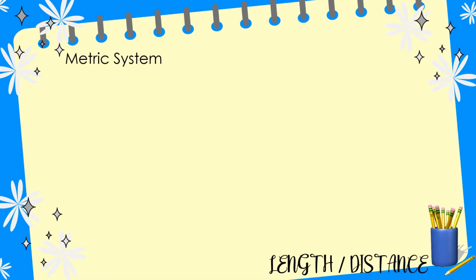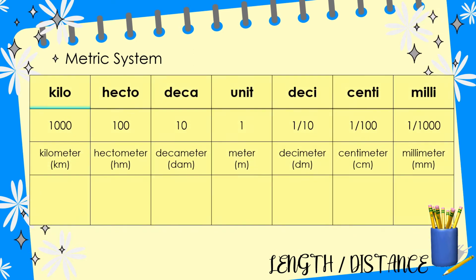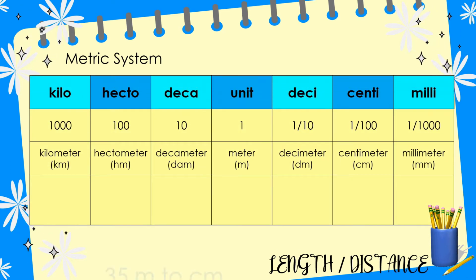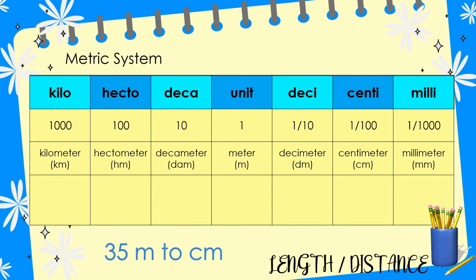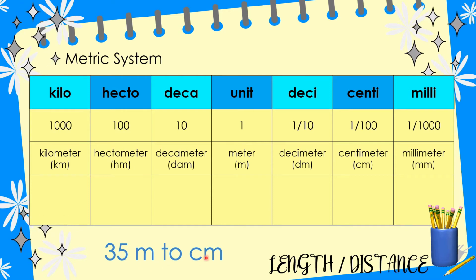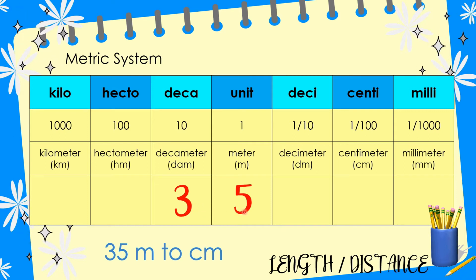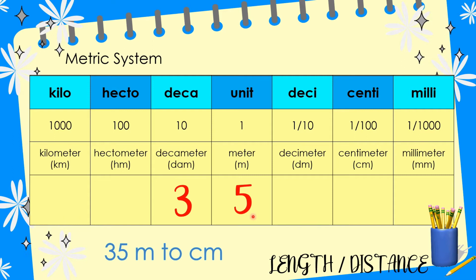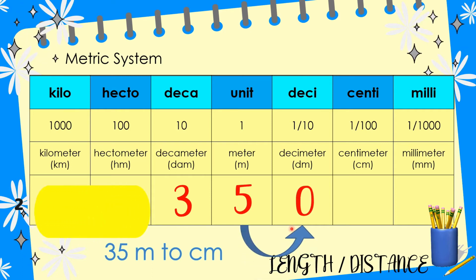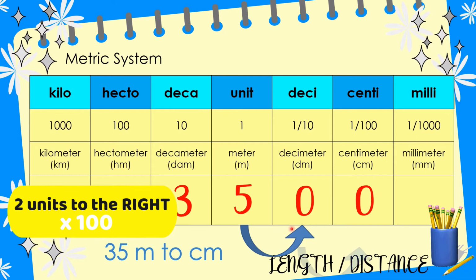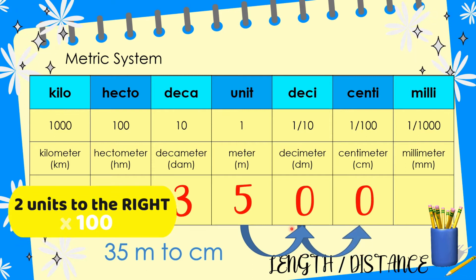Gamit pa rin ang metric table. Mag-convert pa tayo. Subukan natin i-convert si 35 meters papunta kay centimeters. So, gamitin natin, ilagay natin siya sa table. 35 meters. Ito yon. Iko-convert natin siya papunta sa centimeter. So, ilang units away kaya sila sa isa't isa? So, magbilang tayo. Deci and centi.